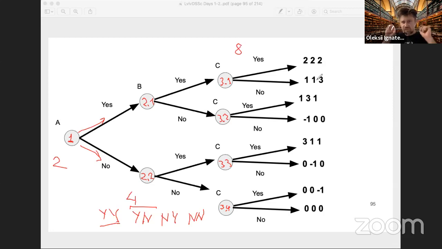I remind you the definition that strategy is a full plan of action in the future game. So before the game starts, players must define a full plan of action. So here, A has 2 strategies, B has 4 strategies, and C has 8 strategies.